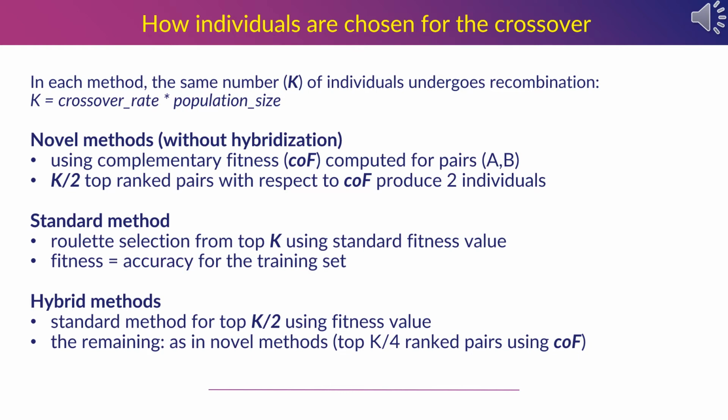In novel methods, we introduce a so-called complementary fitness, which will be shown on the next slide. It is calculated for pairs of individuals. We combine pairs AB and BA that maximize such complementary fitness. In the standard method, we use only the regular fitness, which is the accuracy of the encoded decision tree on the training dataset. The hybrid methods combine a respective novel method with the standard selection. Here, half of the individuals is chosen according to the novel formula, and the other half in the standard way.